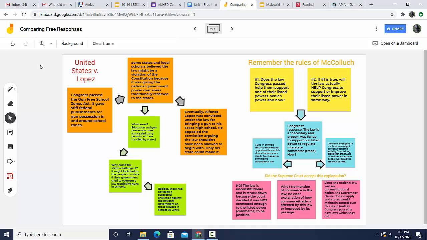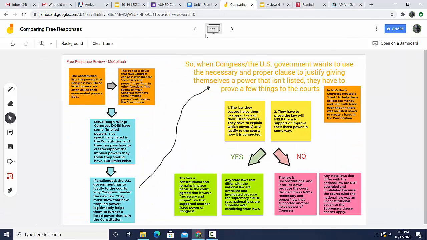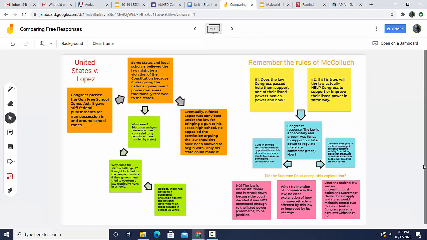So anyways, Lopez counters McCulloch, very significant. You'll notice the difference here, right, in the McCulloch decision, right? Obviously, we know the court sided with the national government. In Lopez, we know the court sides with the states and restricts the power of the national government's involvement.